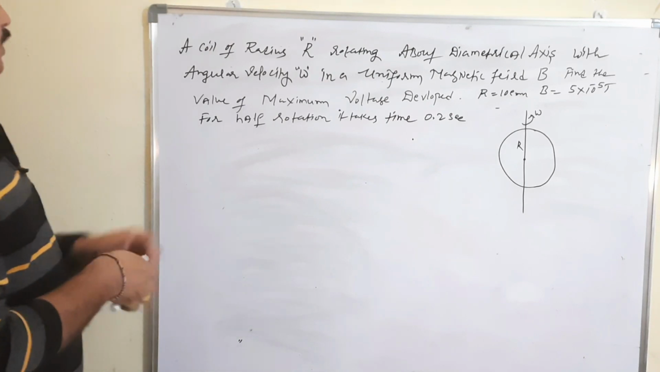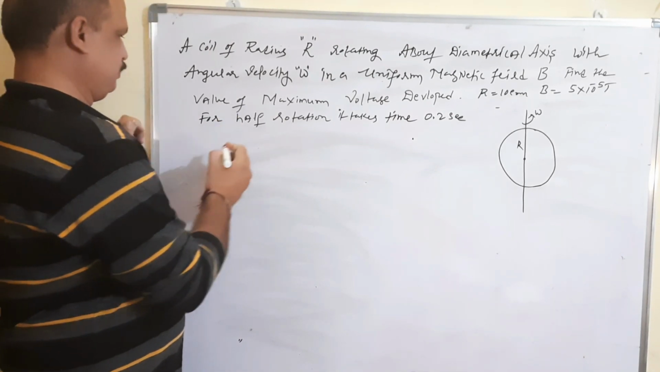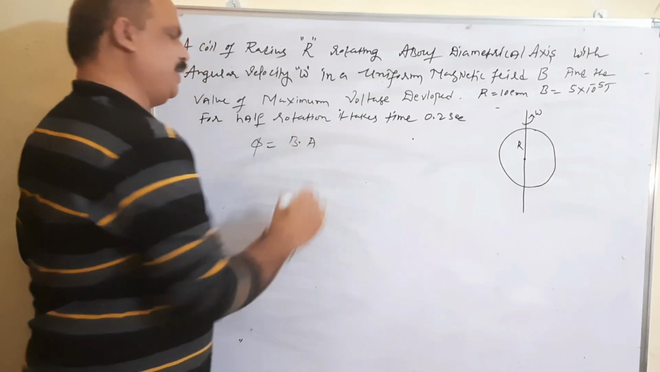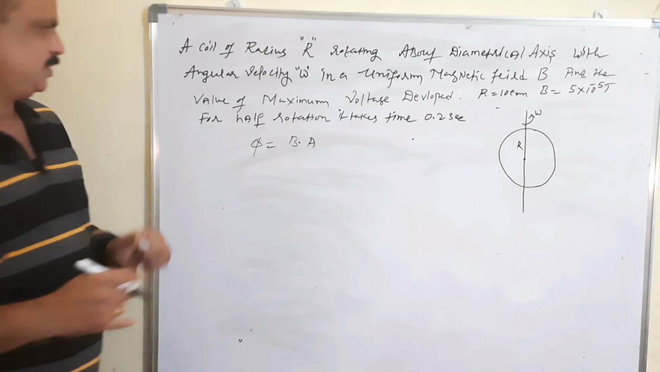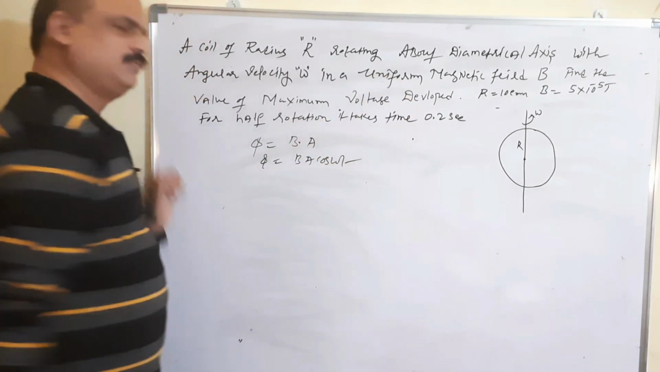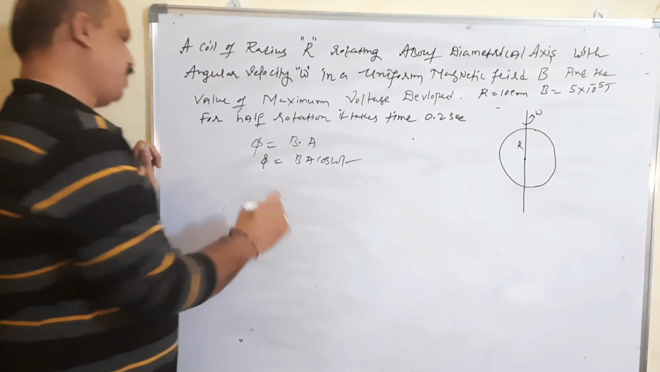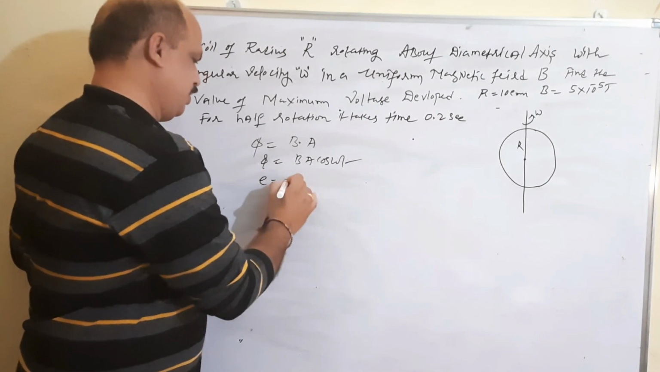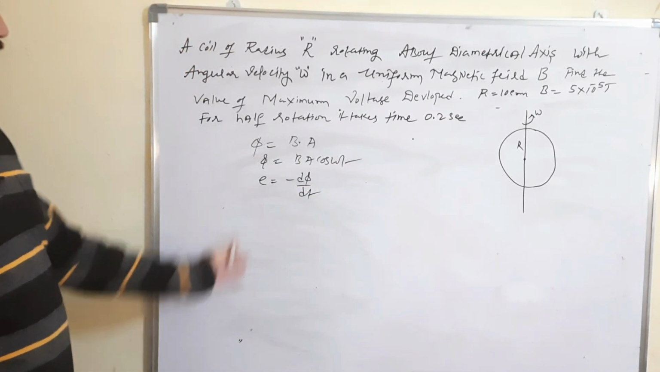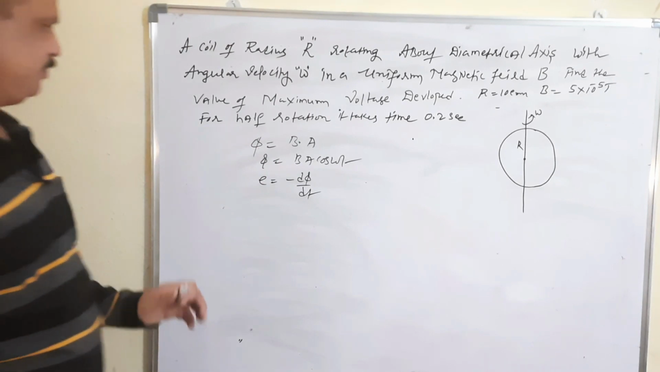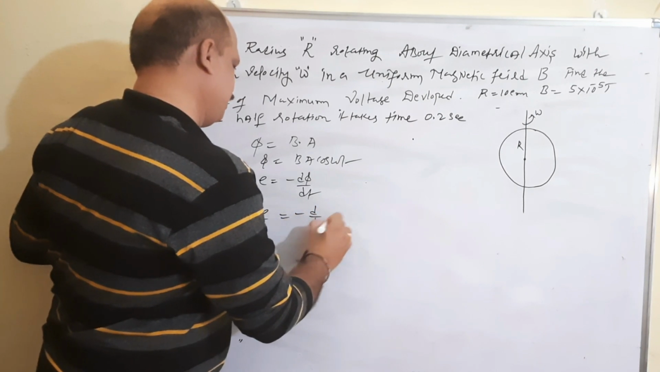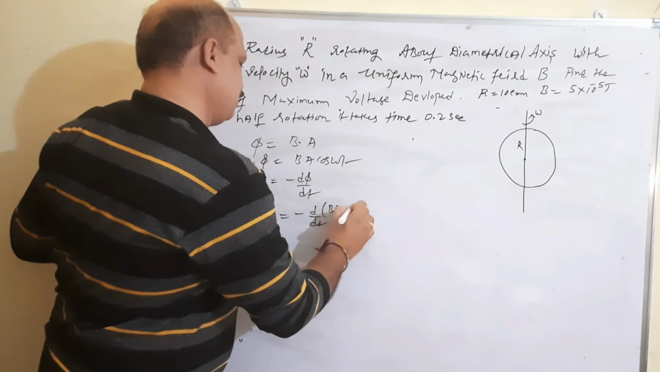We know that flux is equal to B dot A, where A is the area vector. So flux is equal to BA cos omega t. Now the induced EMF developed in the coil, E, is equal to minus d phi by dt according to Faraday's law and Lenz's law. So E is equal to minus d by dt of phi, where phi is BA cos omega t.